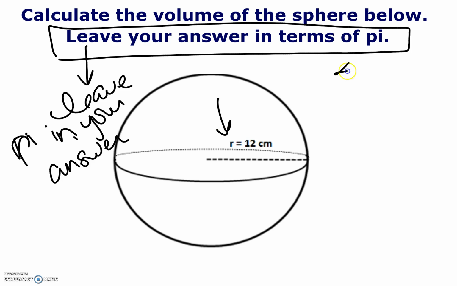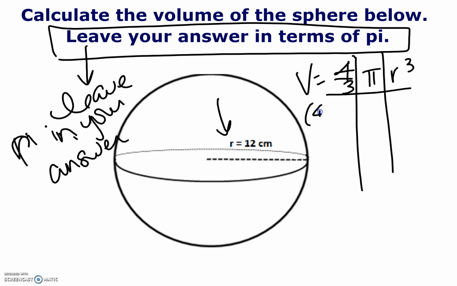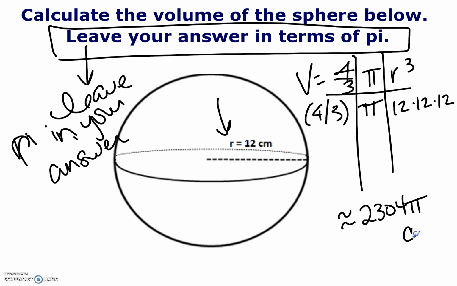It gave you a radius, so we can begin 4 divided by 3 pi r cubed. So we're going to have 4 divided by 3 in our calculator. Draw pi in your table, but leave it off the calculator for right now. And your radius is 12 times 12 times 12. So if you do that math, you get 2304 pi centimeters cubed. And so that would be your answer.